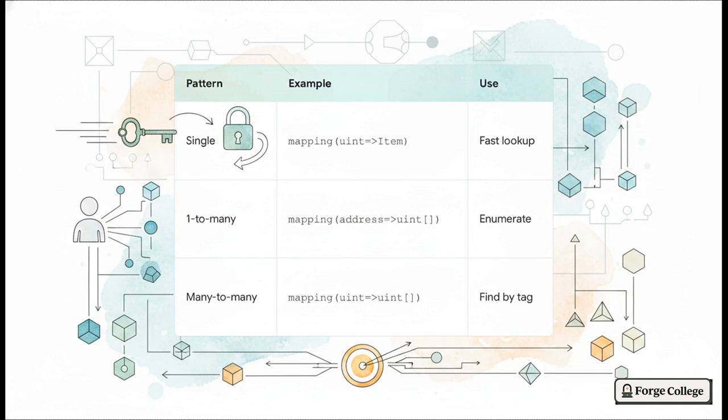And finally, the many-to-many reverse lookup. Here you map a tag ID to an array of item IDs. You'll use this to find all items that share a specific tag. Seriously, keep these patterns handy as you draft your contract.